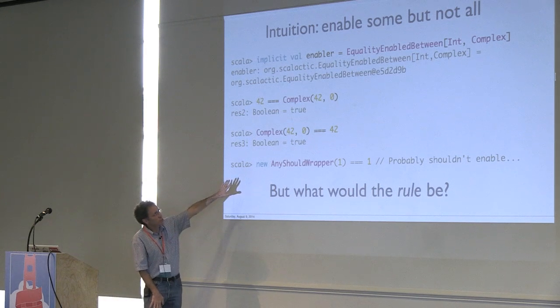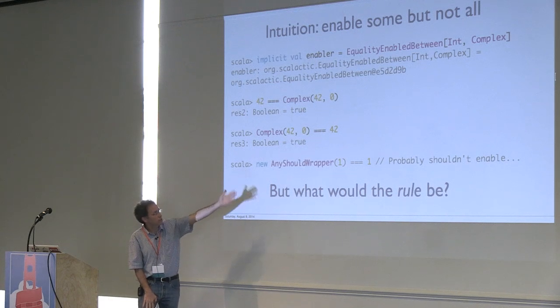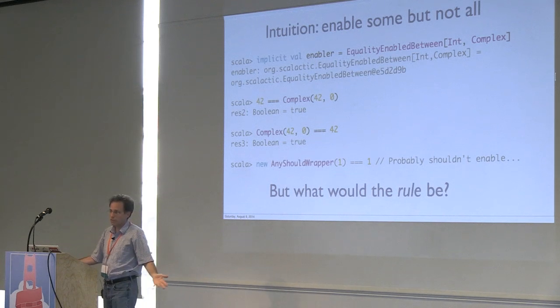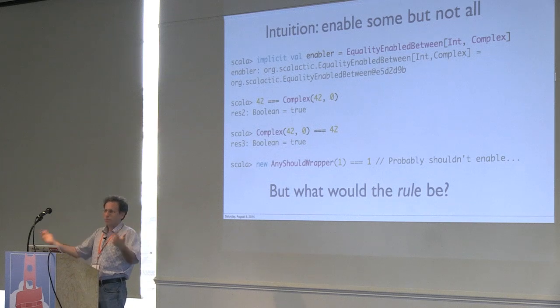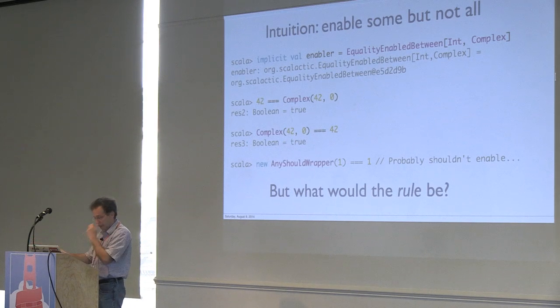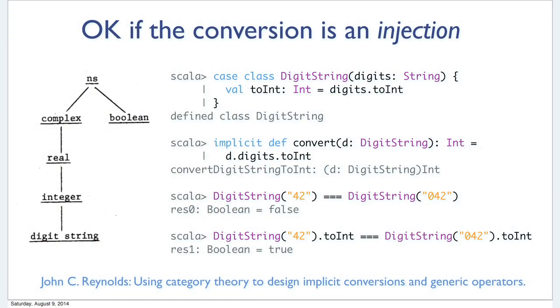But definitely there are implicit conversions that don't make sense. Like the implicit conversion in Matchers that adds should to everything. A should wrapper of int, I don't think that should be compared to int. There are a lot of things that just don't make sense to compare, but I was having a hard time figuring out what kind of rule I would use to decide.